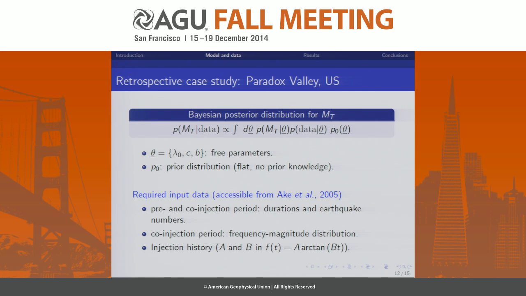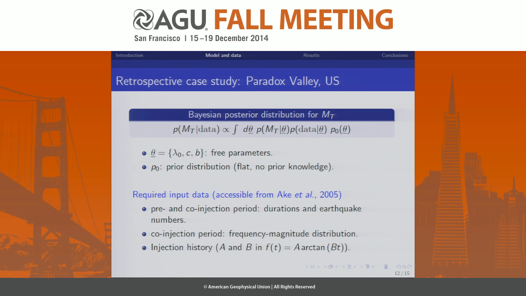This is also provided in this publication. We have a binned frequency size distribution. And finally, we need the injection history, and this has been calculated as I showed you before.